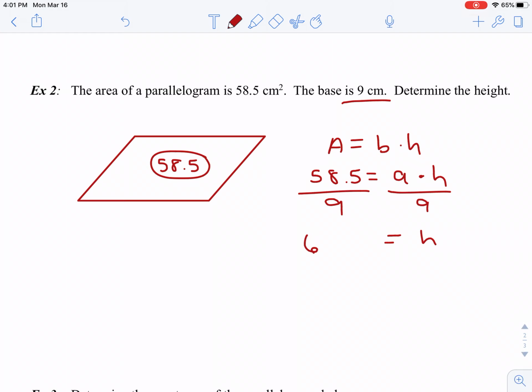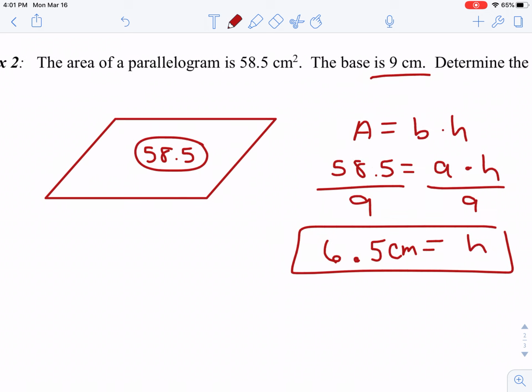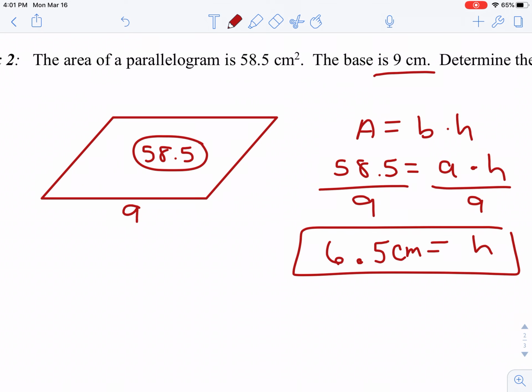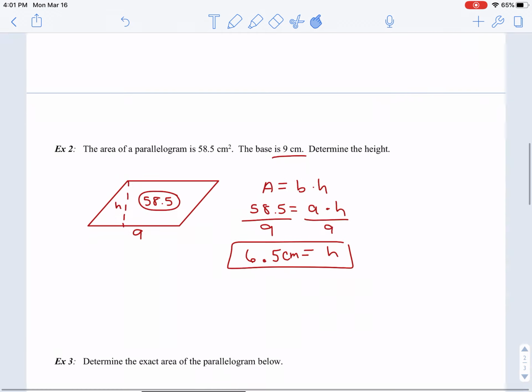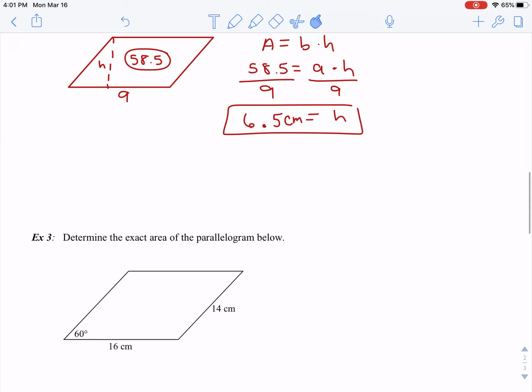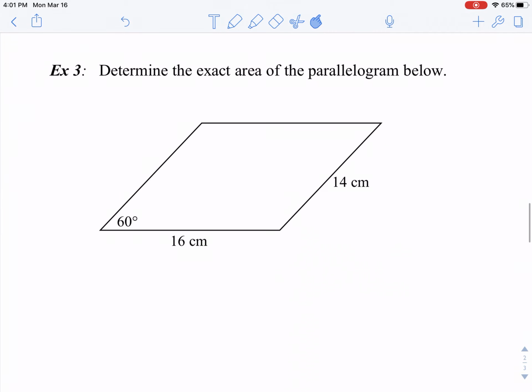To get that, my height has to be 6.5, and my units, this is a length, so just 6.5 centimeters. Remember, when I think about base, that's this distance, and when I think about height, that's this distance right here. All right, and then one last example on parallelograms. When I take a look at this, I'm trying to find the exact area.